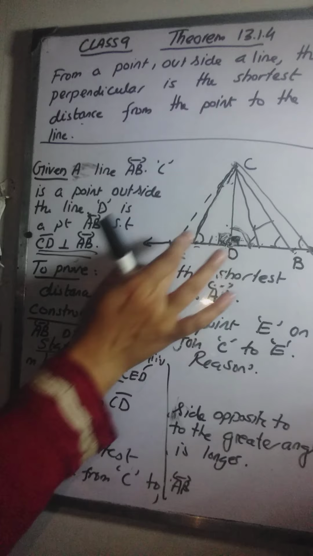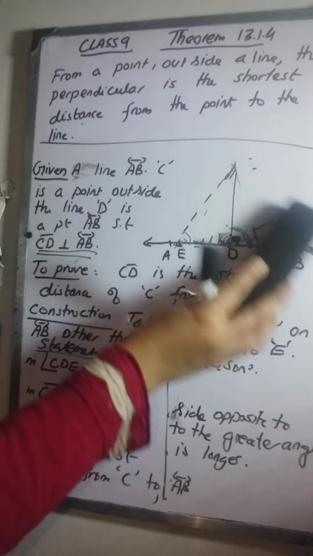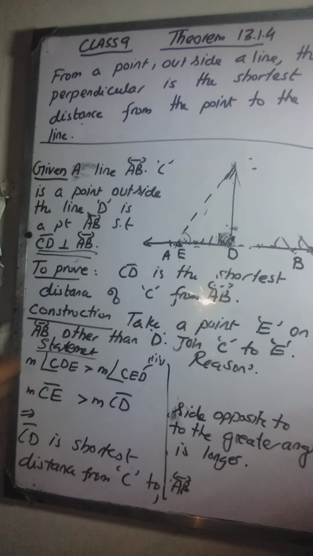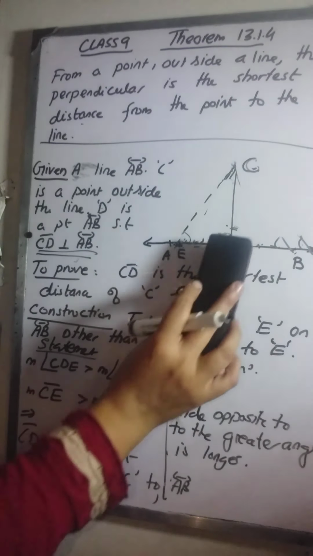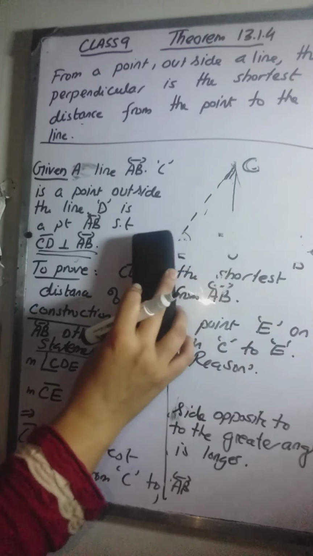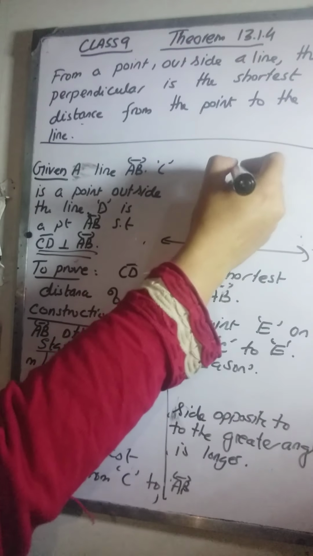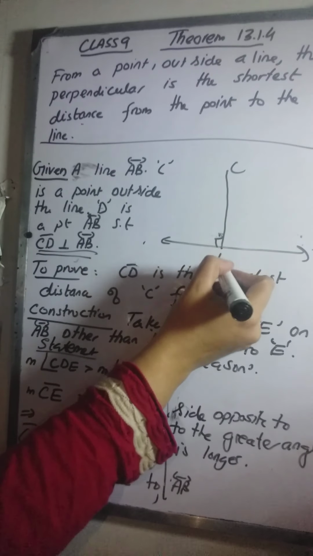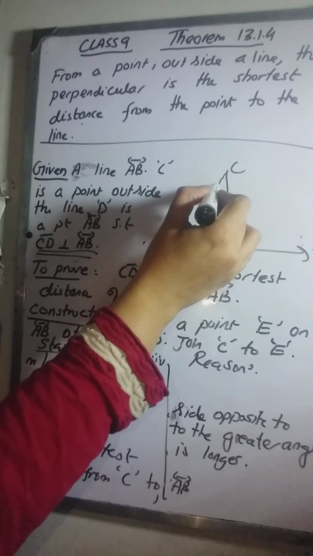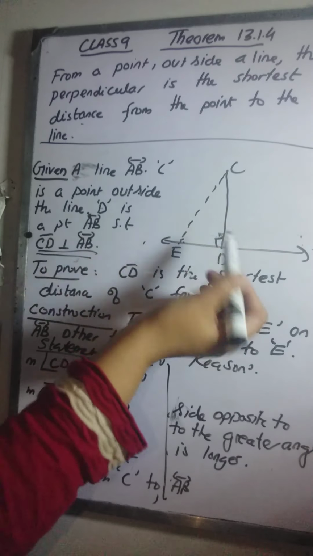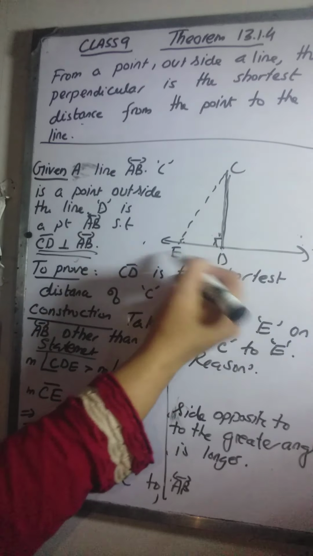So let me summarize the result once again. We had a point C, and we had to take the distance of this point C from AB. Again we had a line AB and a point C. This was the perpendicular distance of C, and we had taken any other point E, and took this distance. This was a distance other than CD, because E was a point which was not at this point but anywhere on AB.